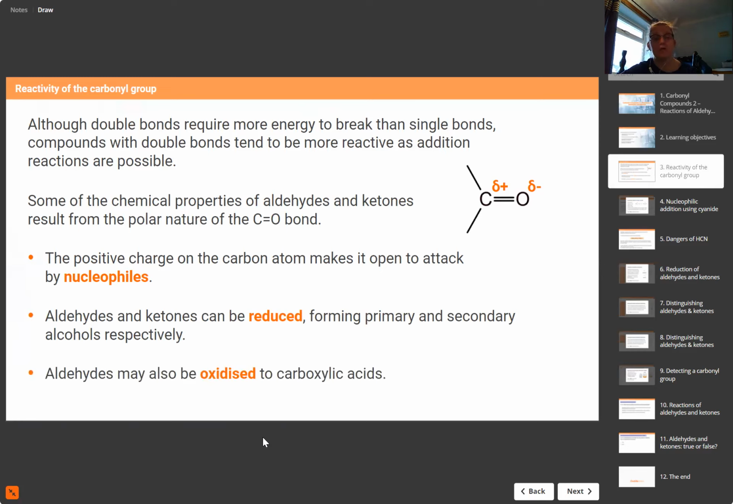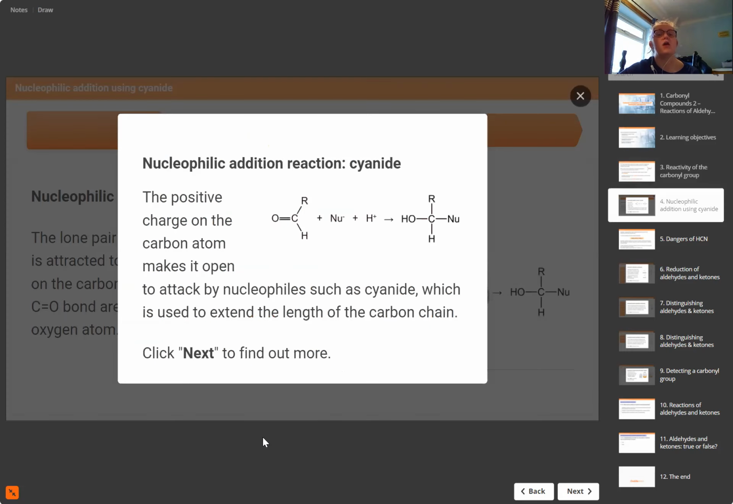But as well as being able to reduce aldehydes and ketones to form primary and secondary alcohols respectively, we can also oxidize aldehydes. When we oxidize aldehydes, we can form carboxylic acids. What we're going to look at now is the nucleophilic addition reaction of cyanide.